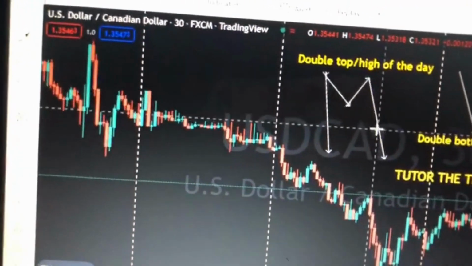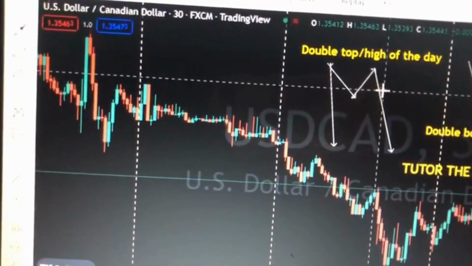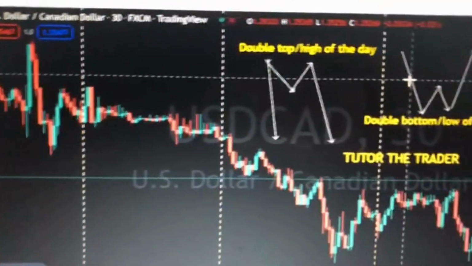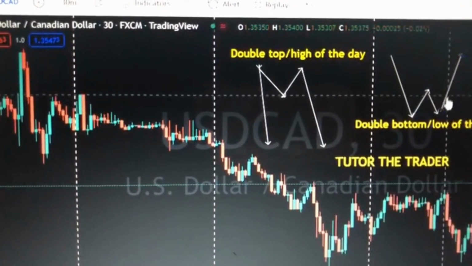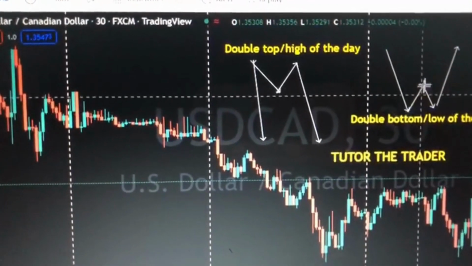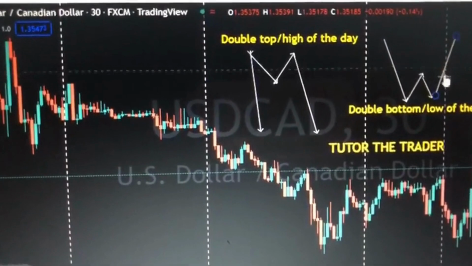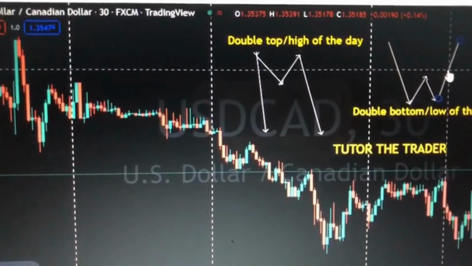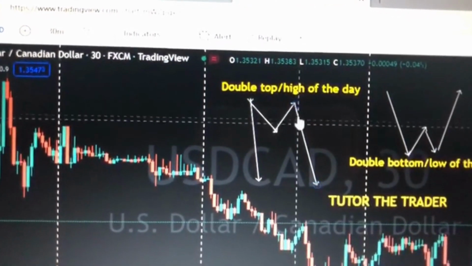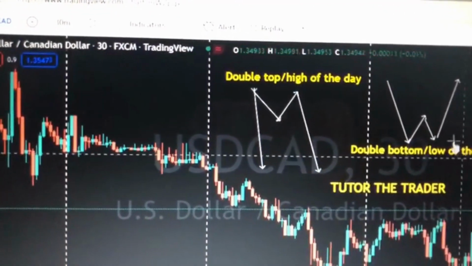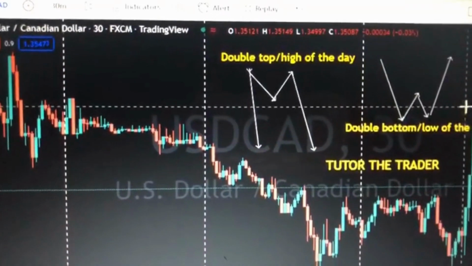So on double top or high of the day, we want to be selling. So we are going to be targeting the last leg of this W, which is double bottom. So this is the first leg, second leg, third leg. So this is the last leg. So on double bottom, we are going to be buying. So get it right. So on high of the day, we are going to be selling. Then the low of the day, we are going to be buying.